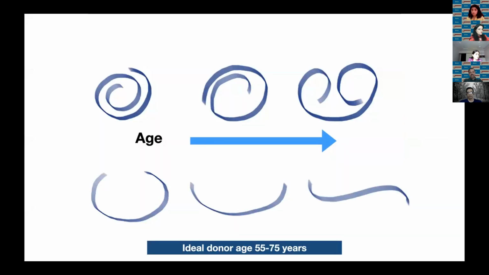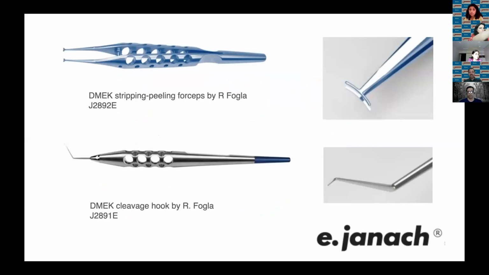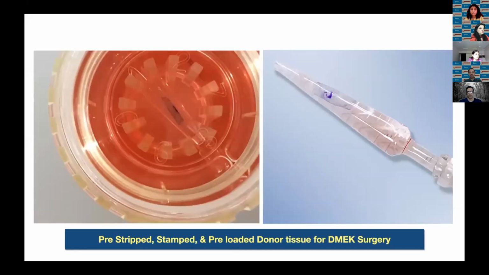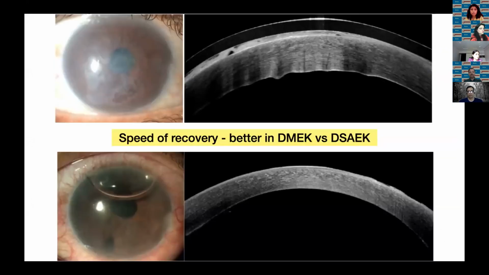The donor age, however, compared to DSEK, where you can use donor tissue of any age group, even including pediatric donor tissues. In DMEK, however, you need tissues which are within the age group of 55 to 75 years, ideally. In the younger age group, the tissue tends to curl more. And as you go towards older tissue, you find that this tendency reduces. There are some instruments that can help you prepare that. This is the pre-stripped tissue that I was referring to. And you get the patient-ready DMEK tissue where the donor is already stripped, stamped, and loaded into an injector.